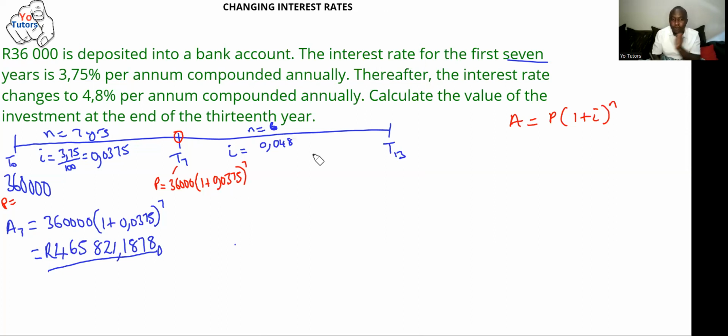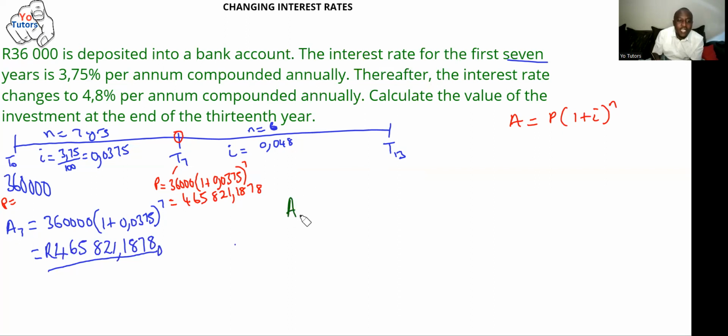It will act as a principal amount after 7 years, because it's continuing to accumulate. Remember, it's still in the bank, but now we increase with a different interest rate. So our principal amount here is going to be 465,821.78.